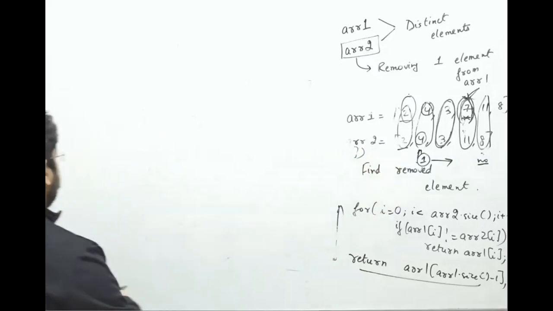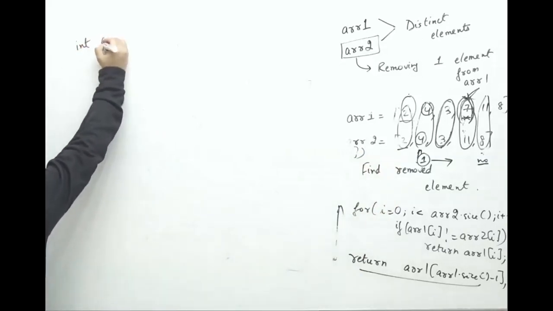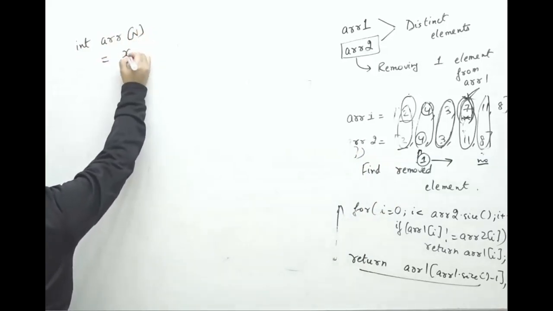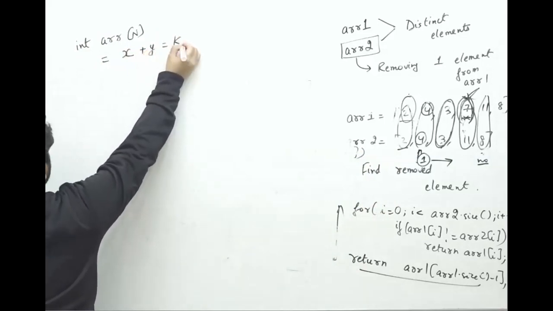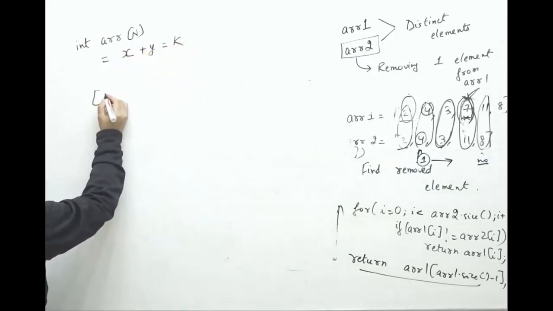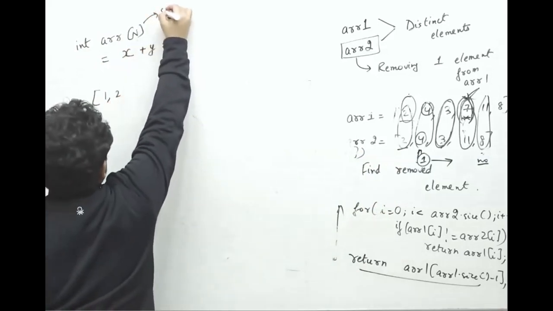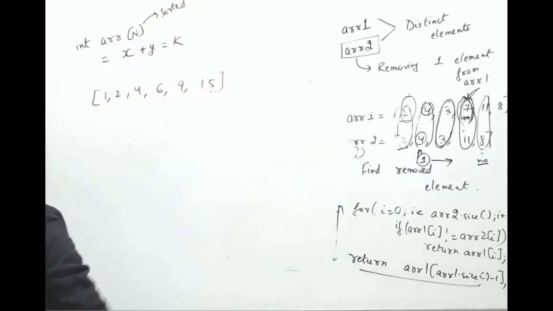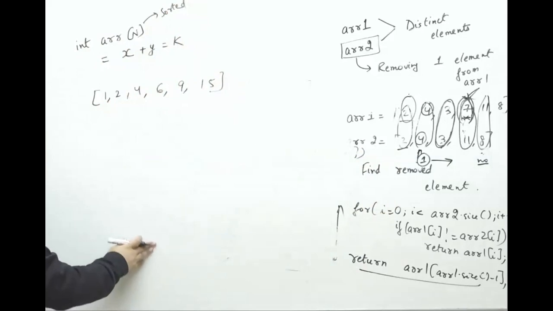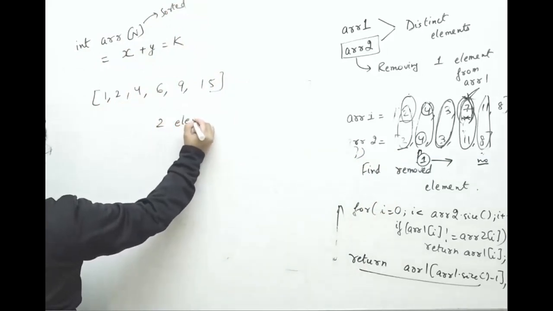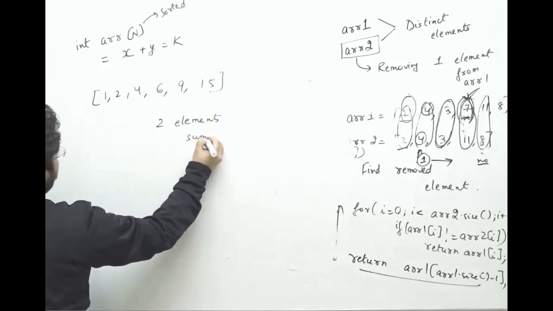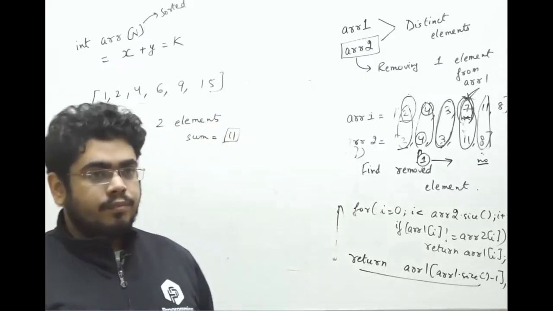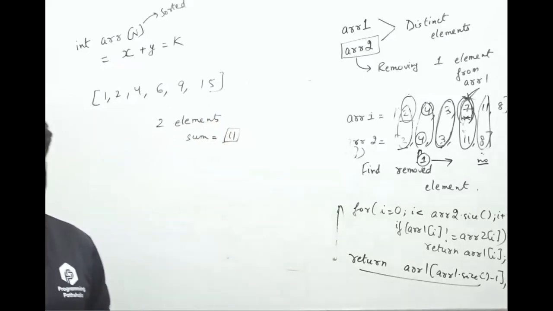It need not necessarily be that it's just searching for a particular element. As an example, I'll take a question. Let's say we are given an array of size n, and we need to check if there is a pair of 2 elements in it whose sum is k. So if I have a sorted array, and I want to check if I can find 2 elements from it whose sum is, let's say, 11.